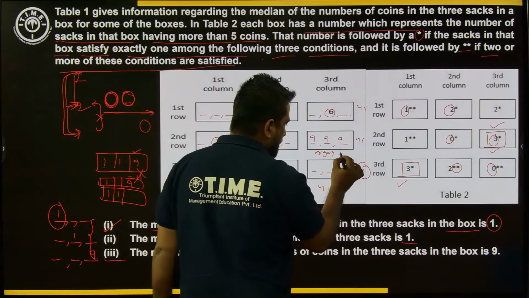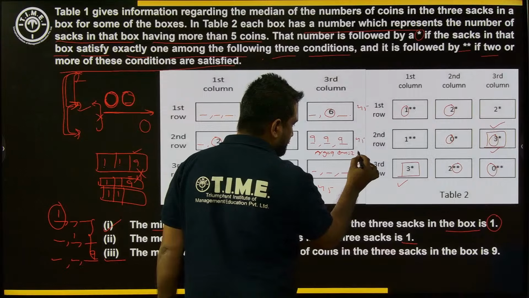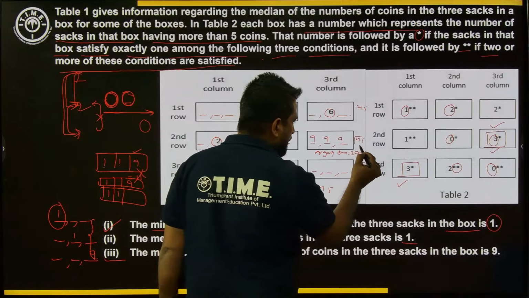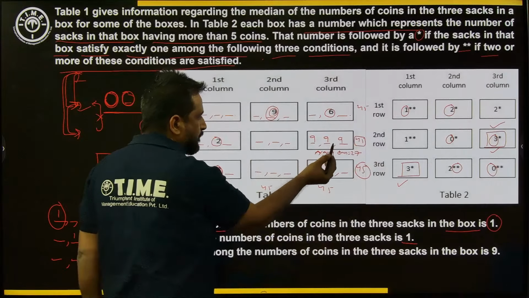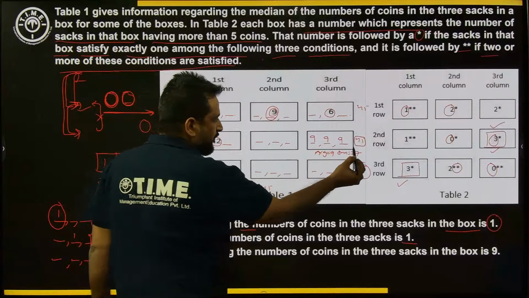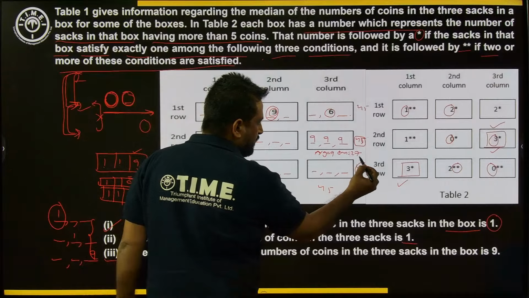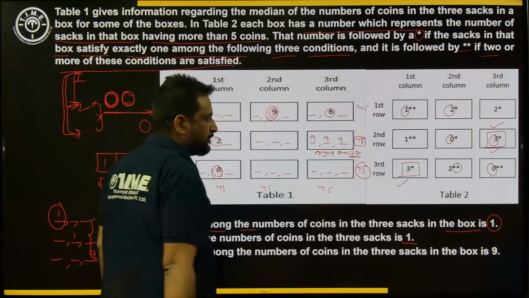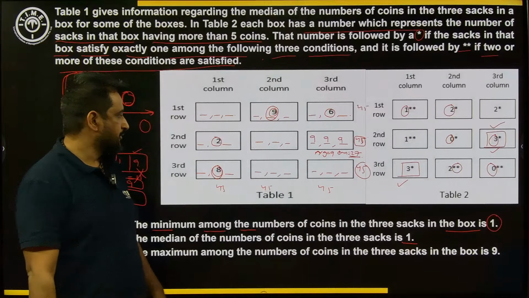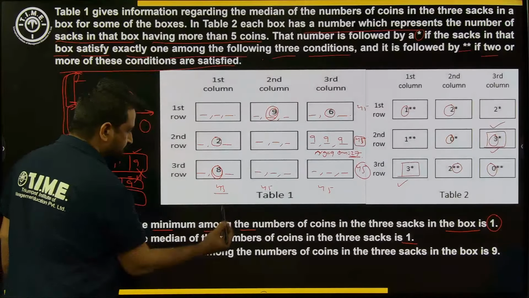9. And what is the sum? 27. Sum is equal to 27 because the sum of all the sacks in these boxes will be equal to 45. So this box is giving the sum 27. Now let's move further.